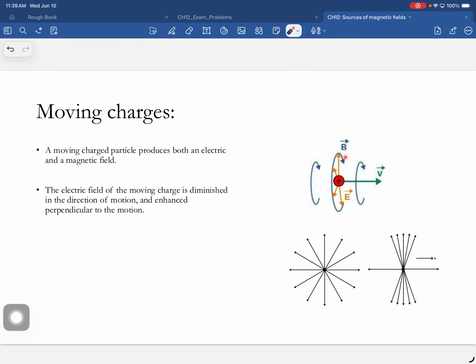By the way, this image is wrong. The magnetic field should be in this direction. But I couldn't find a correct image, so there you go. All right. So the magnetic field should be like that. So a moving charge produces both electric and magnetic fields. And in this chapter, we'll just talk about the magnetic field. We'll ignore the electric field.